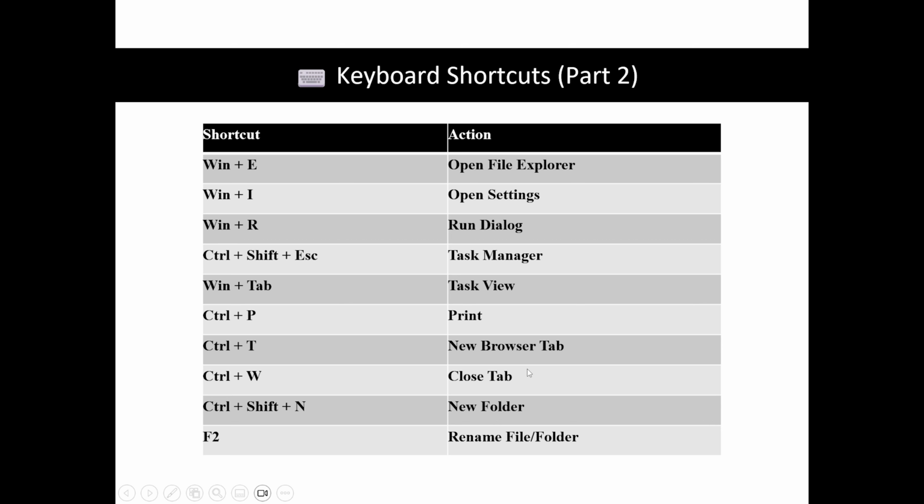Then Ctrl T for opening a new browser tab. Ctrl W for closing that particular tab which is inactive. Ctrl Shift N for creating a new folder. And F2 for renaming a file or folder. So these were the top 20 keyboard shortcuts for Windows laptop or desktop.